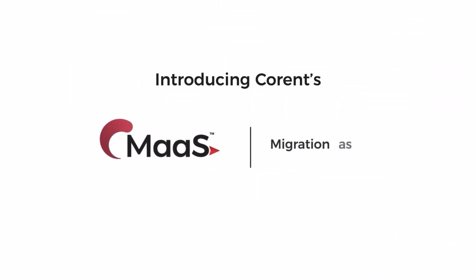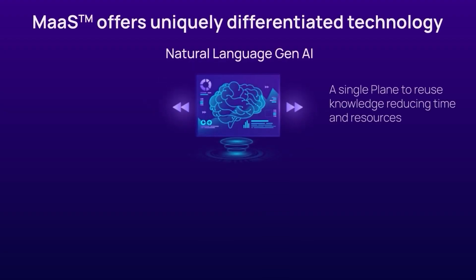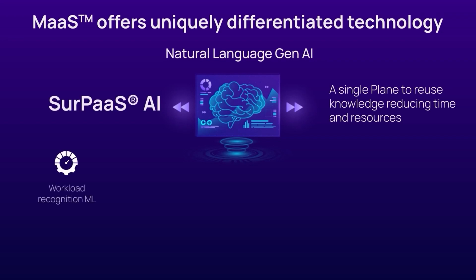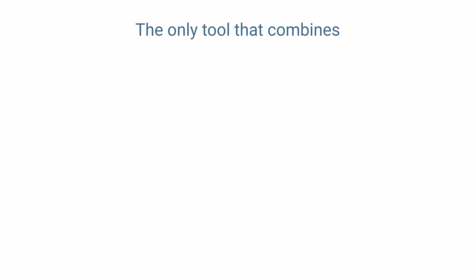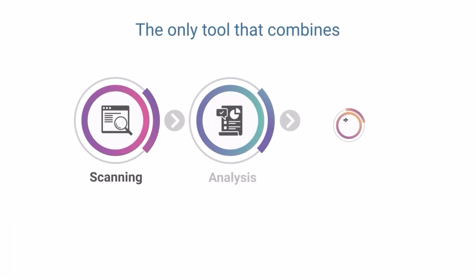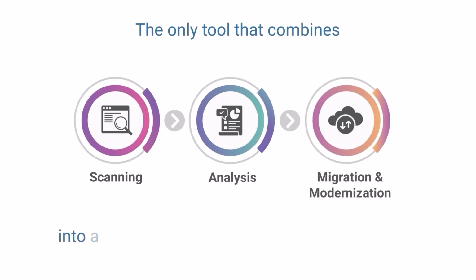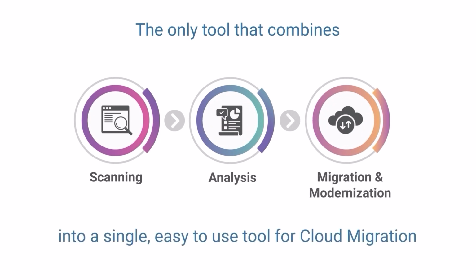For your cloud journey, let's look at Corent's Migration as a Service, MaaS, which offers a unique GenAI interface for your workload and cost management, migration planning, optimization, and modernization needs, supported by a common data plane connected to various assessment, planning, and migration tools. It is the only tool that integrates three core capabilities, saving you significant cost and effort.